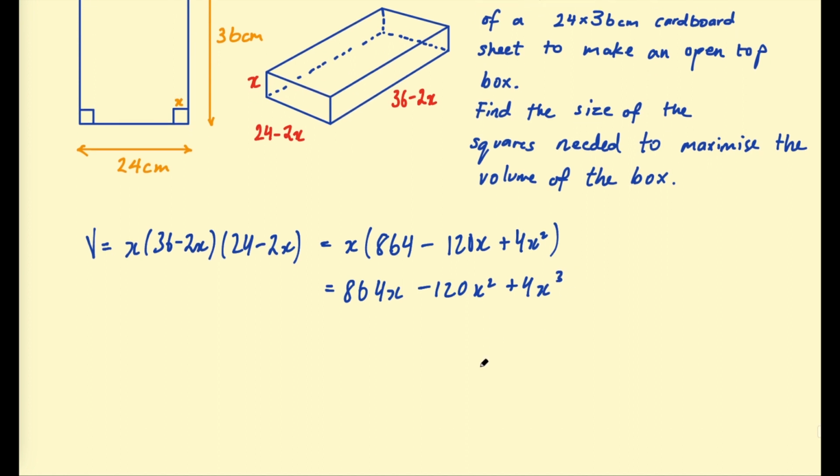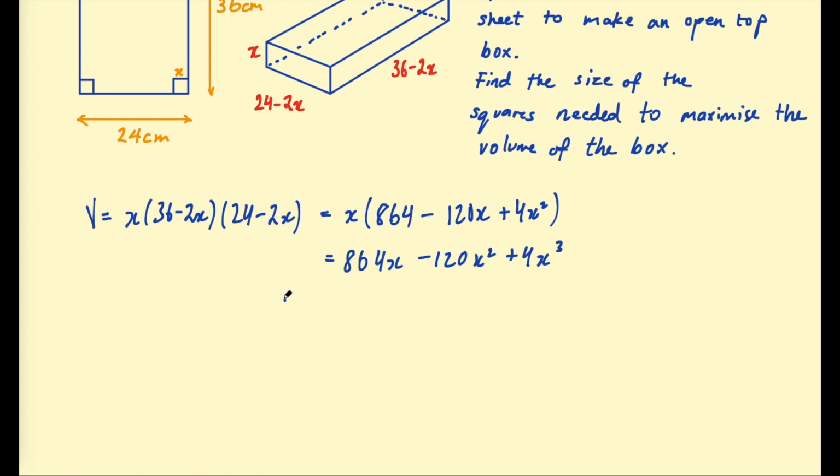Now we can find the derivative. So dV on dx. Applying the power rule to each term, that's 864 take 240x plus 12x squared.